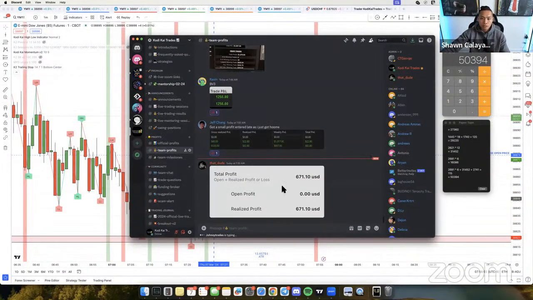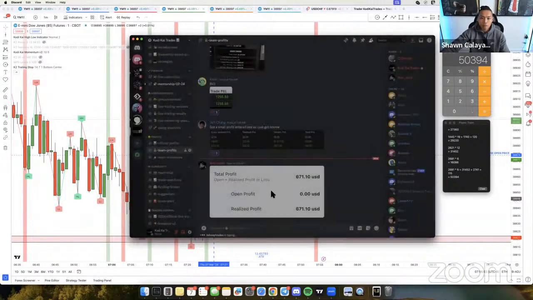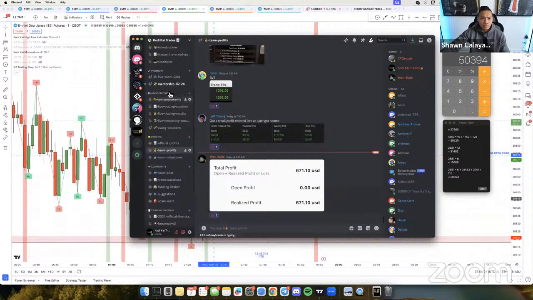Some more profits here from Gian, and I think this is going to be it. Gian here locked in 671, all wins for the day. And that looks like it's about it.